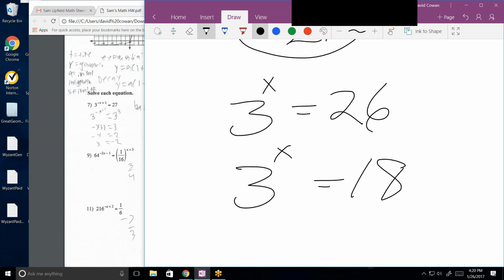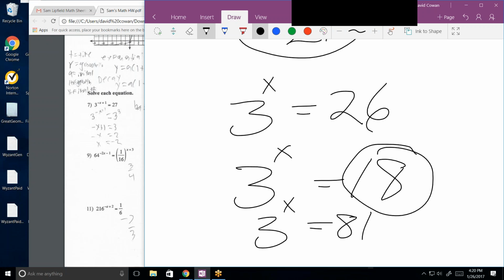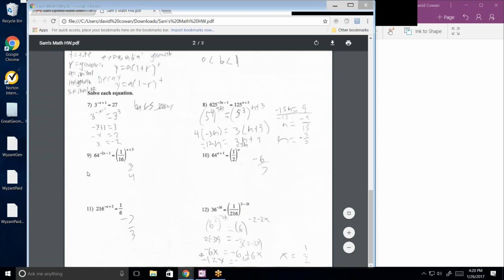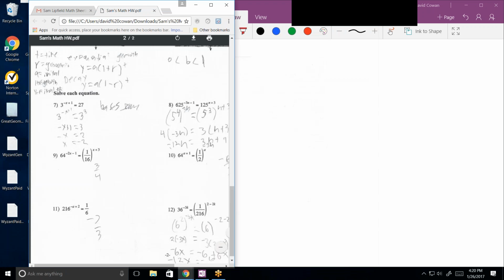So a common exponential base means I need to be able to write this number in terms of 3 to some power. So if it was 3 to the x equals 81, well, I can write 81 as 3 to the 4th power, so x would have to be 4. So the secret on all of these is going to be to rewrite them with a common exponential base. Well, on number 8, what's the common exponential base between the numbers 625 and 125? 5.